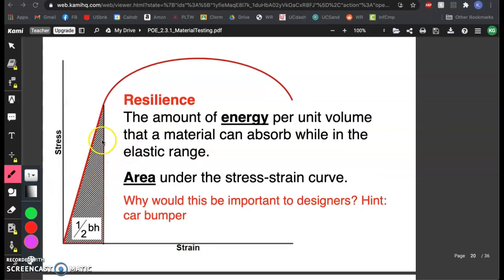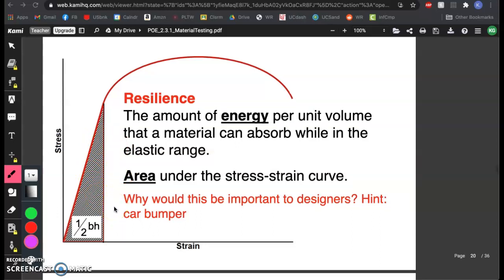This is called resilience. If you find the area under this curve, it is the amount of energy that it can absorb and bounce back. Why is this important to designers? A car bumper, they would want to make sure that if somebody just bumped into your car bumper, it would spring back to its original shape. Like, you wouldn't want a little kid on a tricycle to bump into your car bumper and it be dented, so you got to fix it.